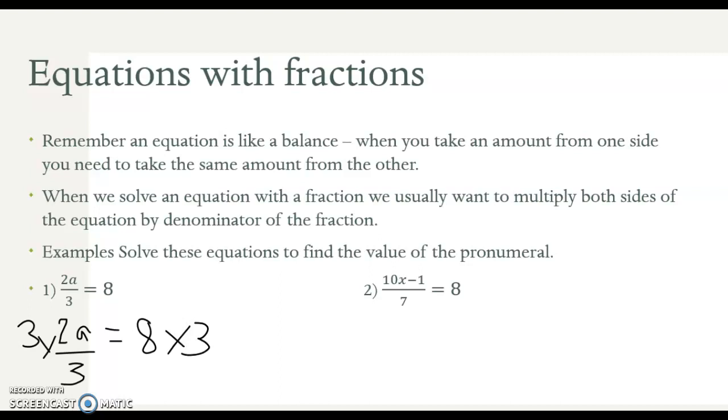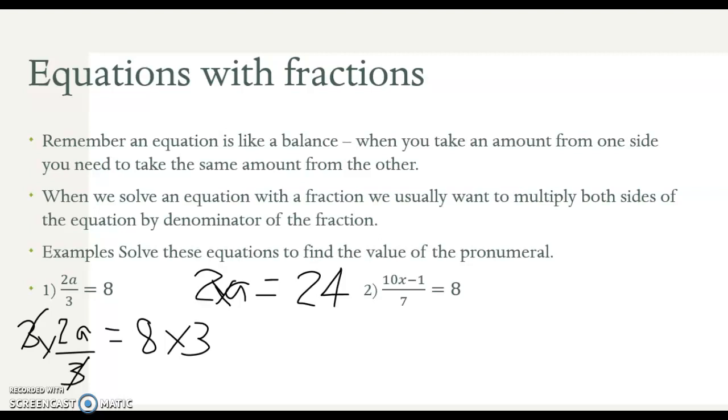On the left-hand side of the equation, those 3s are going to cancel out, because if you think about it, it's 3 divided by 3, and that gives me the answer of 1, which leaves us with a 2a on the left-hand side. And on the right-hand side, we've got 8 times 3, which is 24. Now, to solve that, we need to do the opposite of what's in here. What's really in there is a times sign.